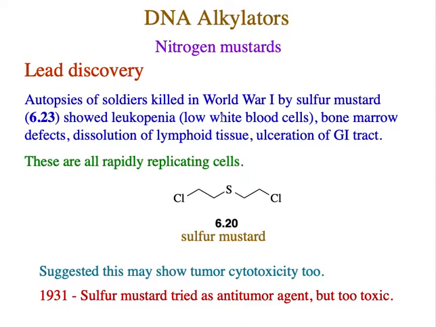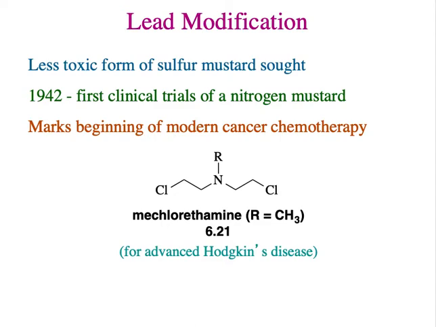And one of the things they found was that they see leukopenia. So they're seeing that the bone marrow is getting destroyed, and they see ulceration of the GI tract, which is another thing that we see actually with a lot of different chemotherapeutics, this kind of GI tract issues, and those are rapidly replicating cells. And so this is lead discovery. So they have their lead, and it's by basically just fortuitous observation. And they began to modify this. So this is the beginning of cancer chemotherapy.